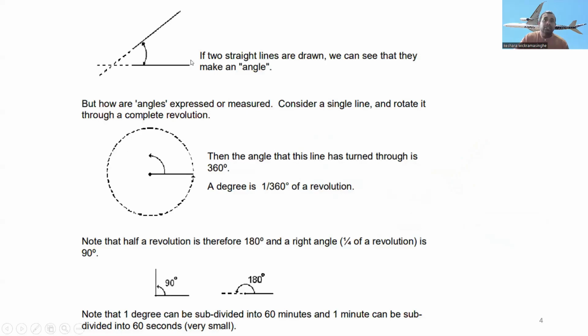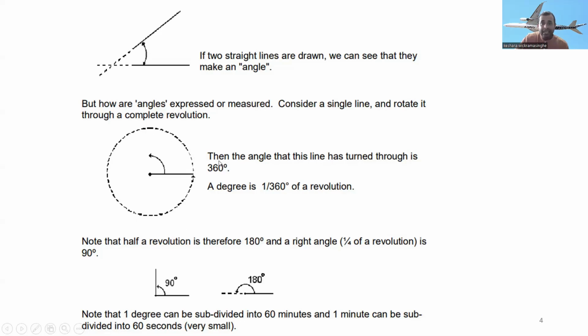Now you can see two lines. If two straight lines are drawn, we can see that they make an angle. But how are angles expressed and measured? Consider a single line and rotate it through a complete revolution. You can see here.